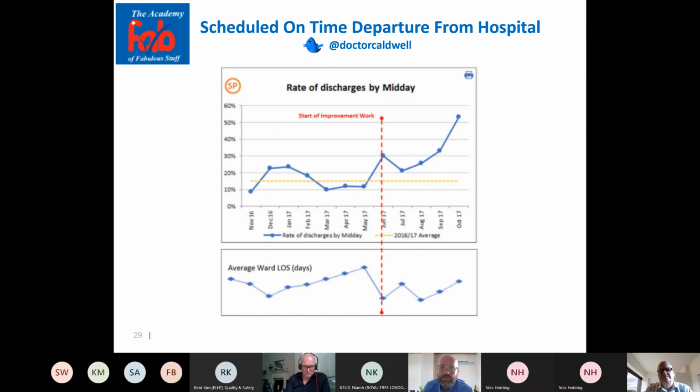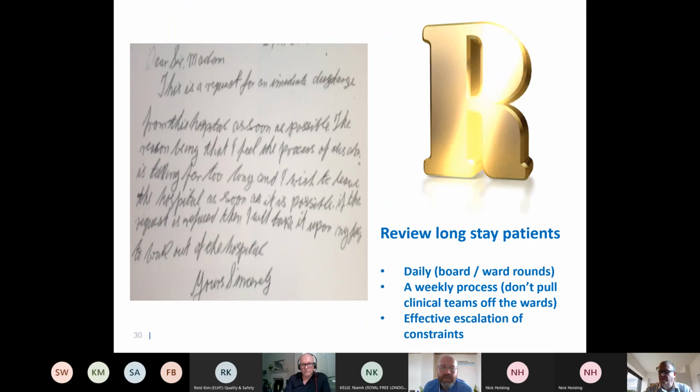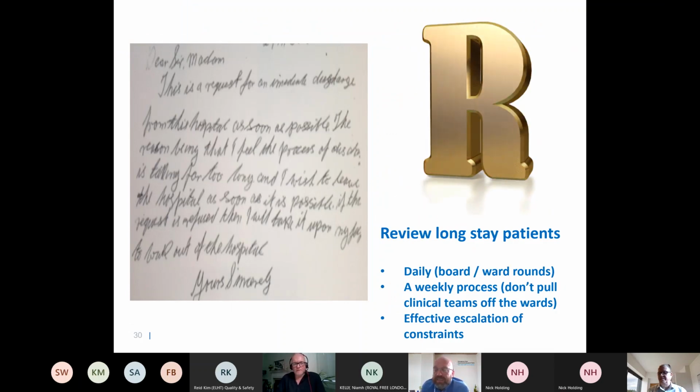So this is stuff that is possible, but important to measure as well. And the R is around reviewing long stay patients, and there's been different ways that we can do this, aren't there? So things like criteria to reside link with this, of course, as well, don't they? There's a daily process around how we do that as ward teams, a weekly process with other people from the organisation coming in to review patients with a length of stay of 7, 14, 21 days.